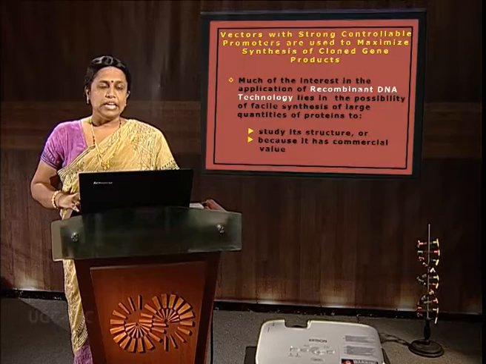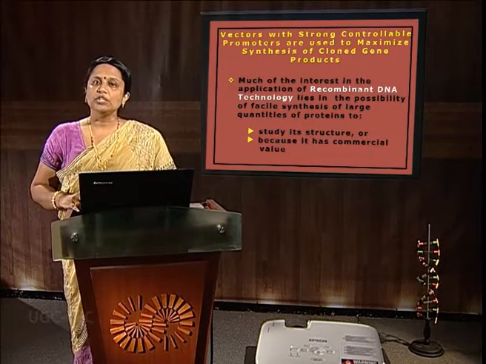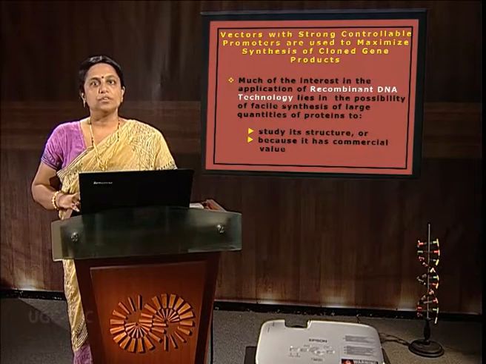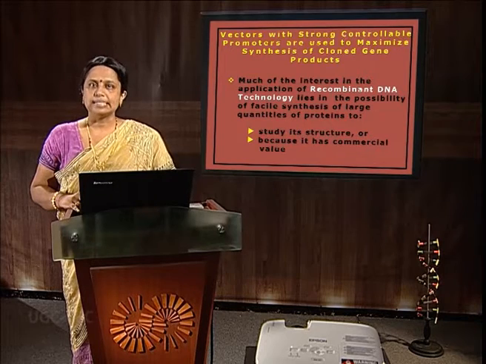Next, we want to make strong controllable promoters. The reason is that sometimes we need to overexpress a protein inside a host cell which is toxic to the cell. If it is toxic to the cell, then it will kill the cell. That's why we need controllable promoters which are switched on only when their expression is necessary.